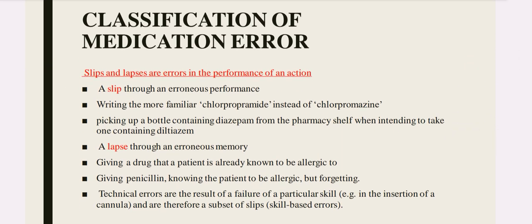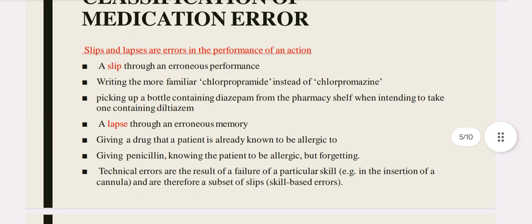Then we have slips and lapses, which are the errors that occur during the performance of an action. A slip is a mistake that occurs during the performance. For example, writing the very familiar names like chlorpropamide instead of chlorpromazine, and picking up a bottle. We are supposed to pick up the diltiazem, but we're picking up diazepam. So such type of mistakes can lead to medication errors. And such mistakes occur due to distractions, due to weak muscle memory, or due to mental fatigue.